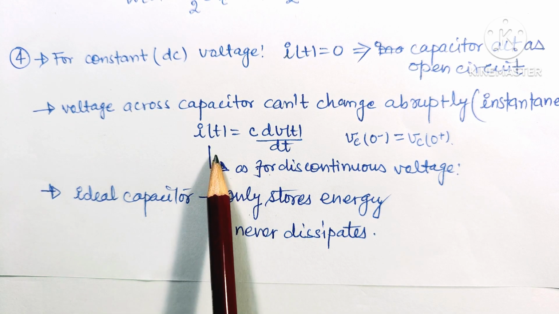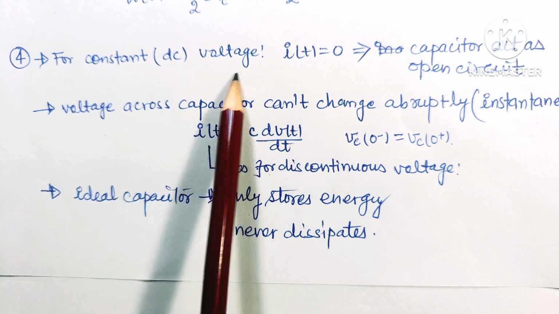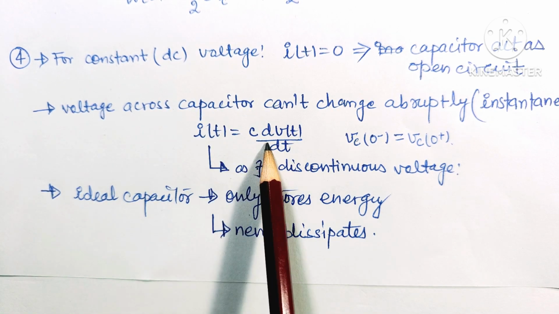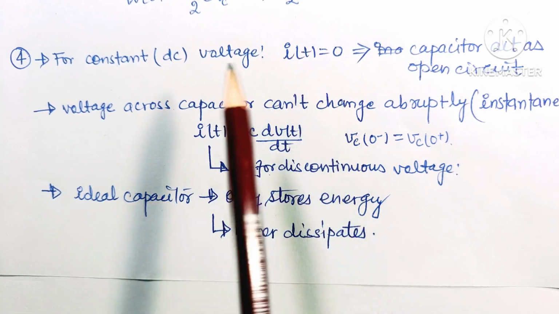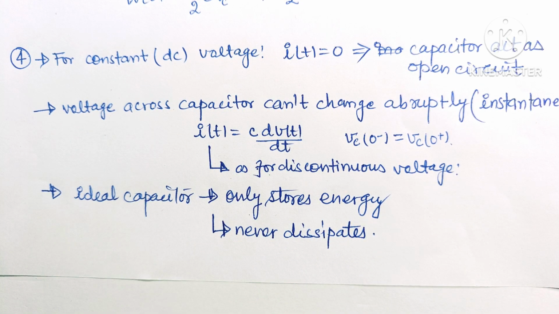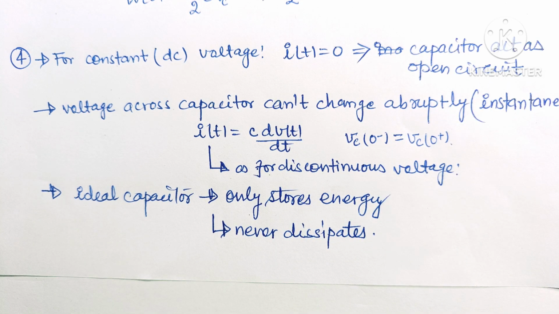If a capacitor is connected in a DC network, then the current in the capacitor will be equal to 0, since the formula of current i(t) is equal to C dV(t) by dt. If there is a constant DC voltage source, then this derivative term will be 0 and the current i(t) will be equal to 0. So the capacitor will act as an open circuit. Or we can say that if the capacitor is fully charged, or is in steady state, then the capacitor will act as an open circuit.